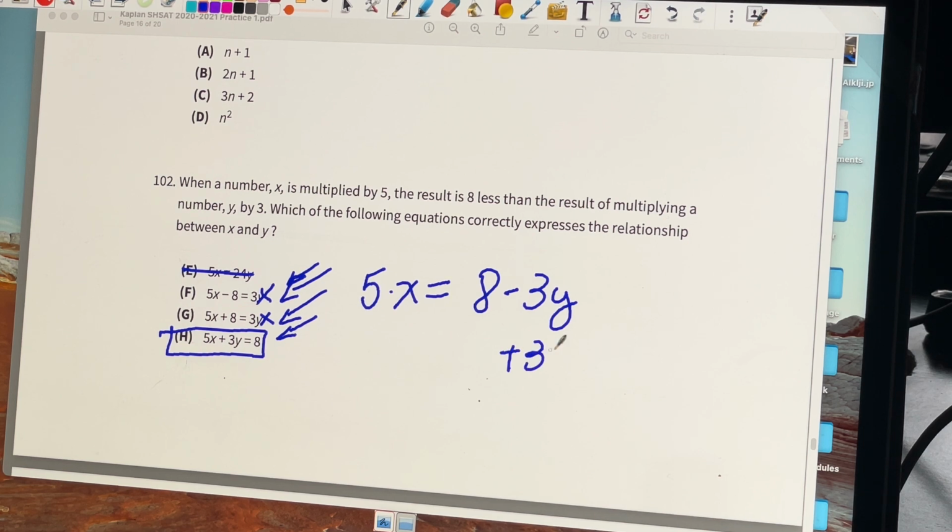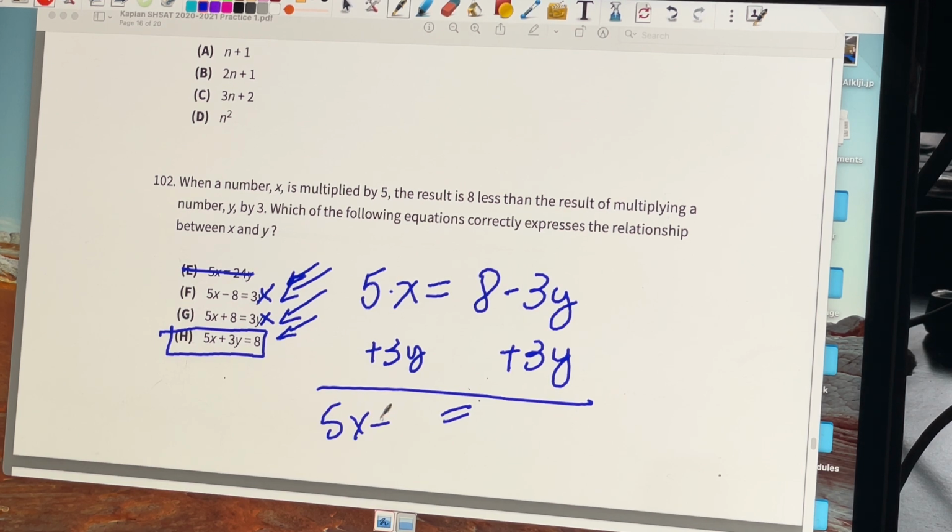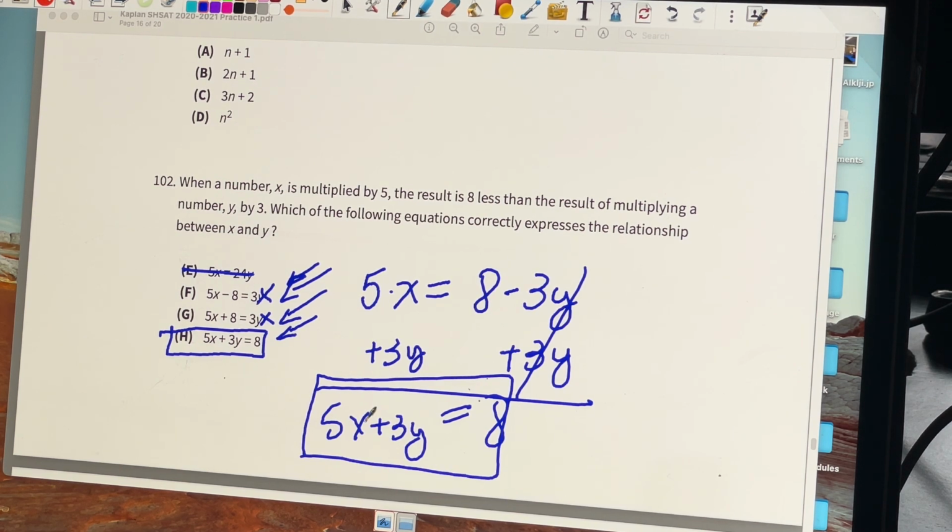What if we add 3y to both sides? So on the left side, we get 5x plus 3y. They're not like terms, so we can't add, but we can subtract these. So I can rewrite the equation so that it looks like this, and it works. So H is your answer.